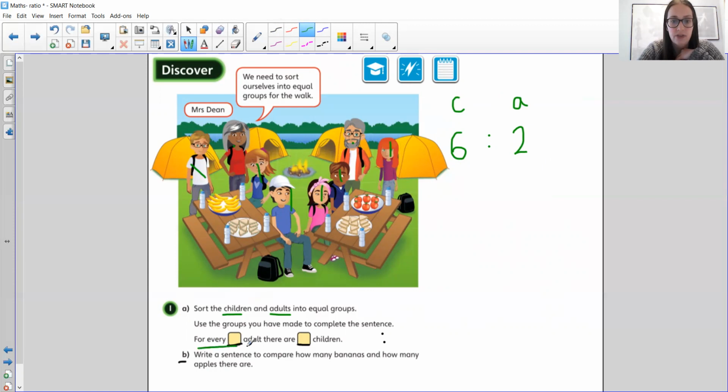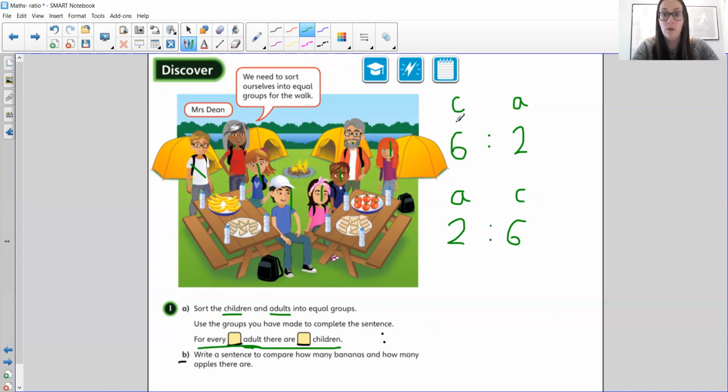Let me look at the question then. For every something adult, there are something children. Right. I'm going to turn my ratio round because this one asks for adults first and mine has got adults second. So I'm going to rewrite this. So I'm going to put adults 2, and then C for children, 6, my colon there. Because you can do that with a ratio. You can change the order of the ratio round. It doesn't matter. Okay, it means the same thing. You can have 6 children to 2 adults or 2 adults to 6 children. You're saying the same thing.